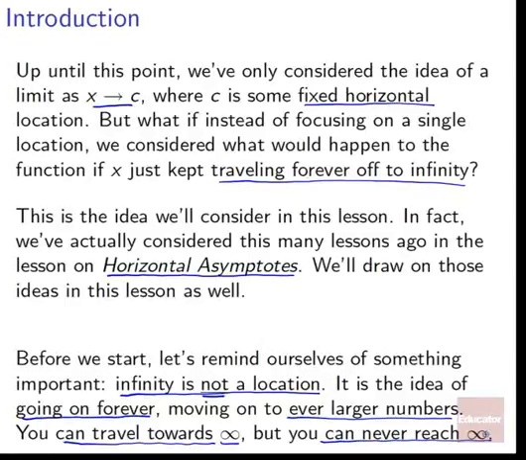It's the idea of riding into the sunset. You don't ever actually make it to the sun, you just keep riding off into the distance, right? That's the idea of what it means to travel towards infinity. You never actually arrive there. x can't be equal to infinity, but we can consider the idea of what happens as x runs off forever and ever. That's what we'll be thinking about.